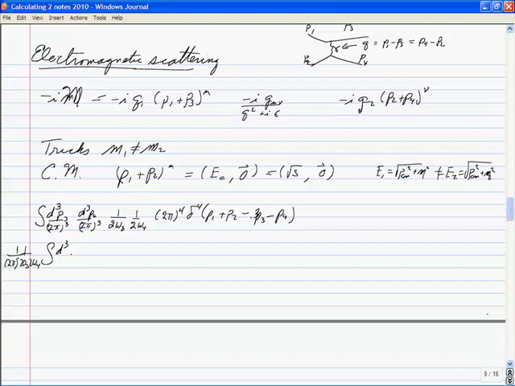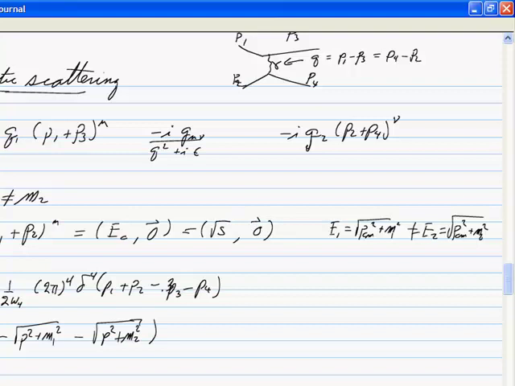d3P, delta function of square root of S, the center of mass energy, minus the square root of P squared plus M1 squared, minus the square root of P squared plus M2 squared. Okay, P could be P3 or P4. I've just dropped the subscript. It doesn't matter, right? Because P3 and P4 are the same, so it's P center of mass. Okay?